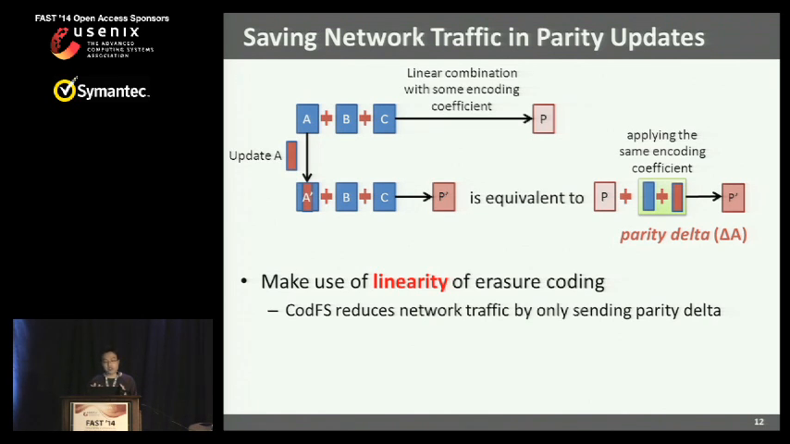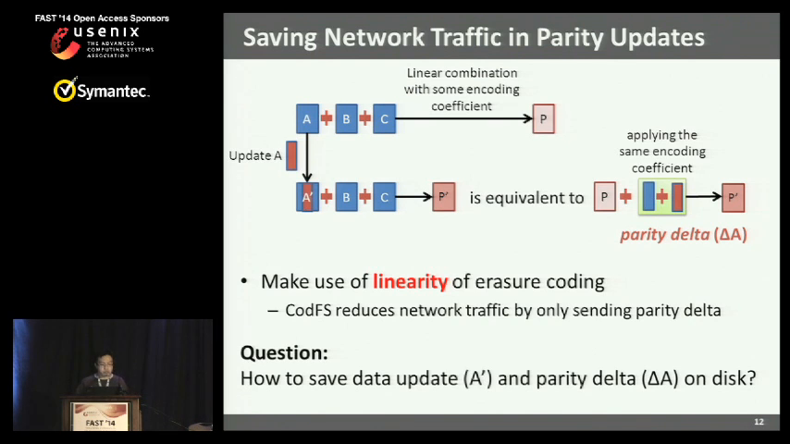So what that means is that you don't need to read all the data chunks or the affected data chunk. All you need is to send the change of your data, and then you send the parity delta to the storage device. If you do that, you can significantly reduce the network traffic by just sending the parity delta instead of reading the parities and updating them right back in.